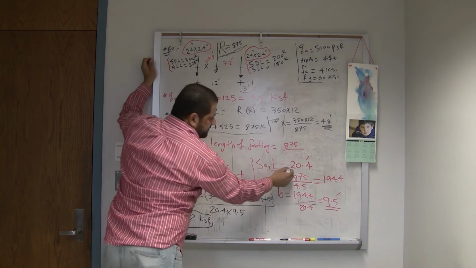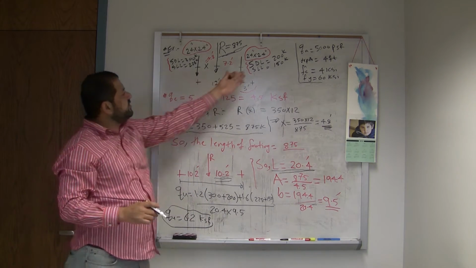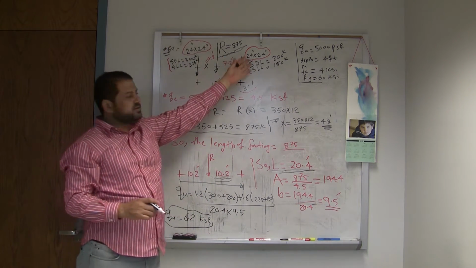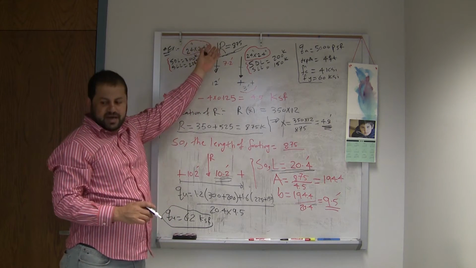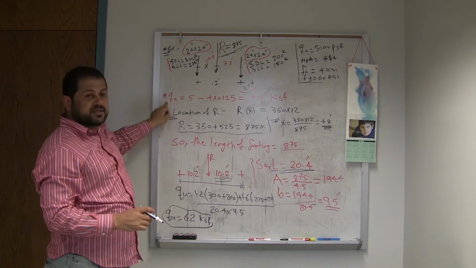And that's L. So now the required area is the sum of the forces, the service load from the columns, which is R, divided by the effective bearing capacity of the soil.